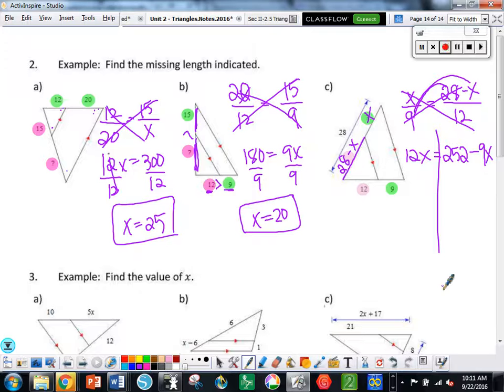What do I do to solve this problem? Let's add the 9x first, because I've got to get it over there. So I'll have 252 equals 21x, divided by 21. And we get what?